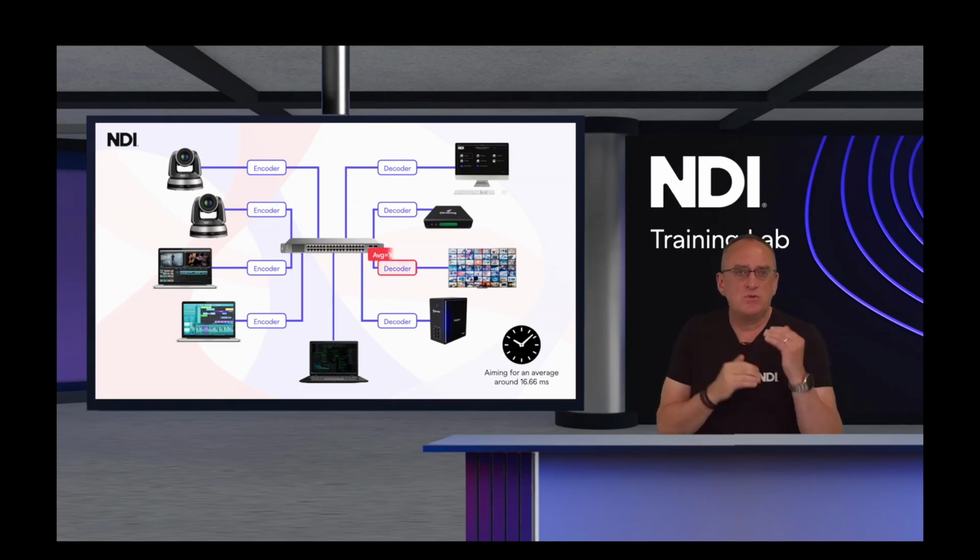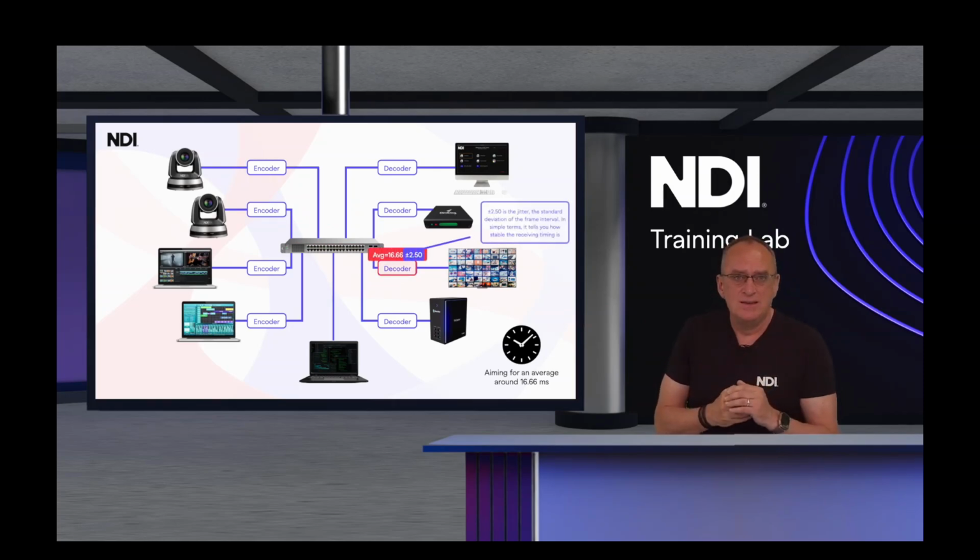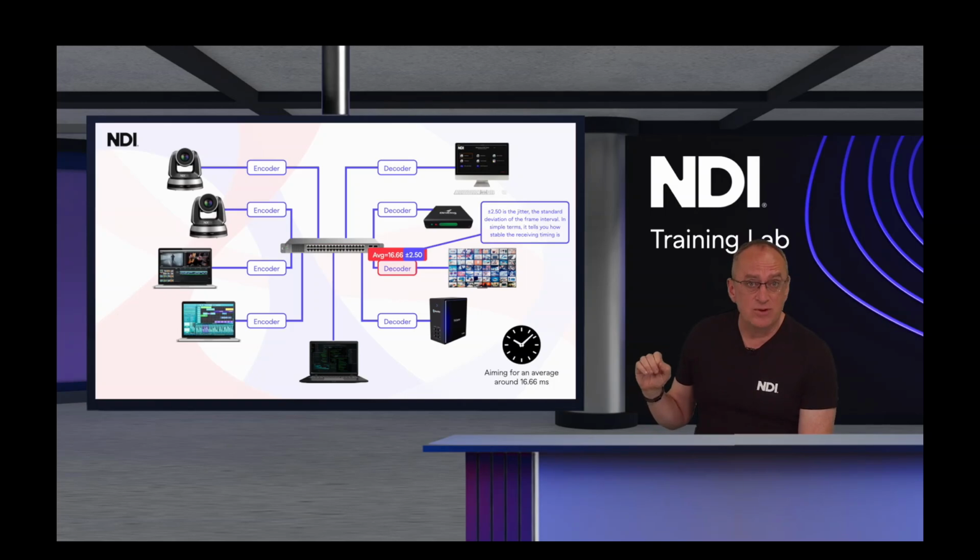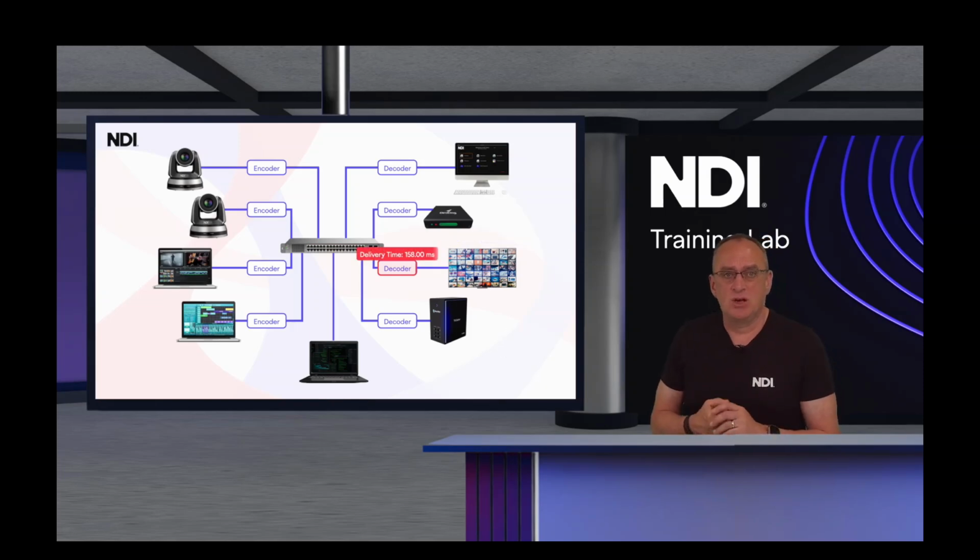The ±2.50 is jitter, the standard deviation of the frame interval. Now, the lower this is, the more consistent the delivery. A variance between 8.34 milliseconds is typically reliable. High maximum times, for example 150 plus milliseconds, will indicate dropped frames or network congestion. And it's also worth noting that some NDI sources, like the scan converter, may also skip frames on purpose if nothing is changed on screen, for example.